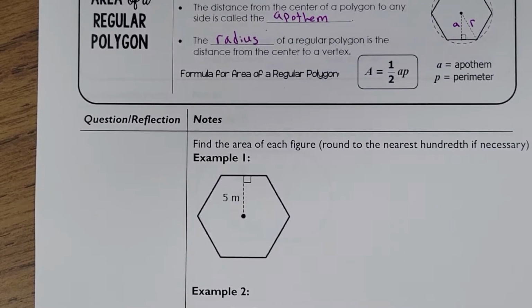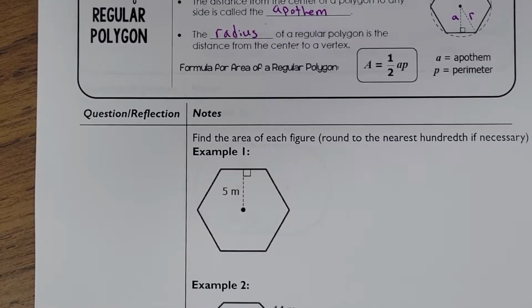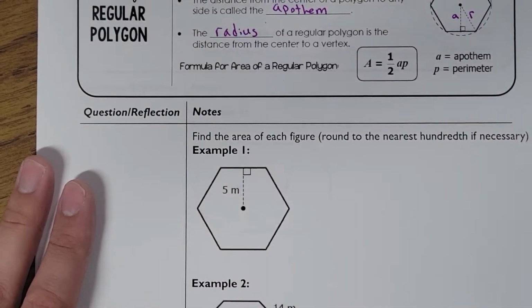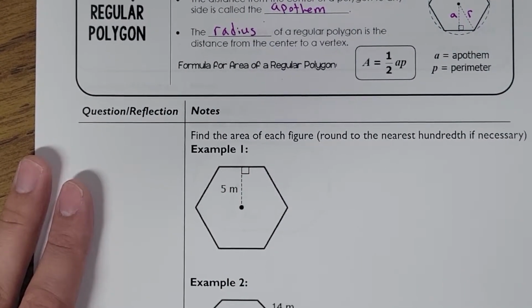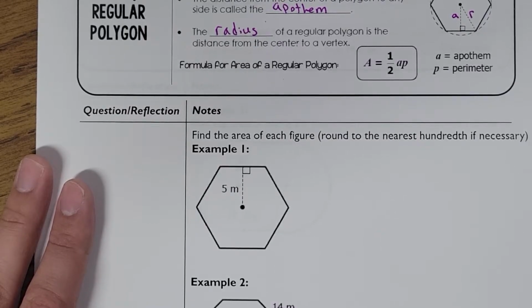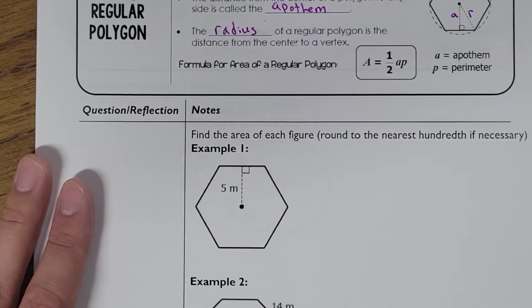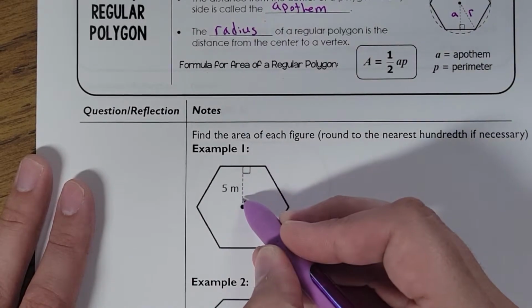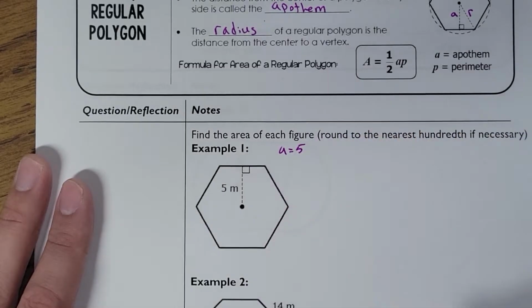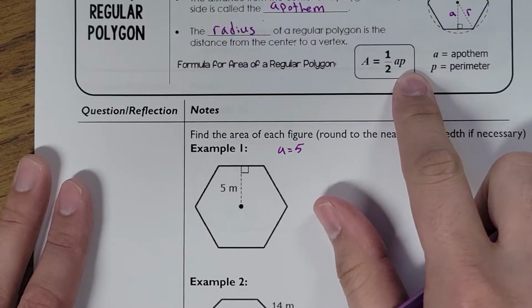So let's take a look at example 1. It says, find the area of each figure and then round to the nearest hundredths if necessary. So the first thing I'm going to need to do here is figure out what one of these measurements is. I don't have enough information here to solve this problem. I have the apothem, right? I can see that A equals 5, so I'm partway there. But I also need to know P, the perimeter.